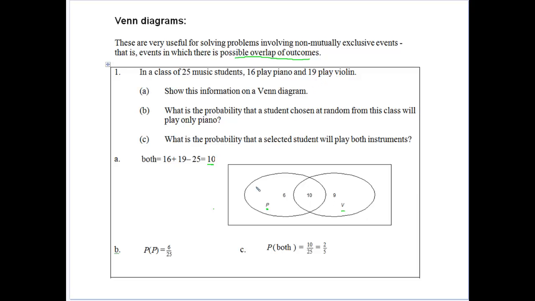So what's the probability that a student chosen at random from this class will only play piano? Well, there's 6 that only play piano out of the 25. So there's our probability. And the probability that we get someone playing both, well, 10 out of 25, which is 2/5 of a chance. So that's how we set up our Venn diagram.